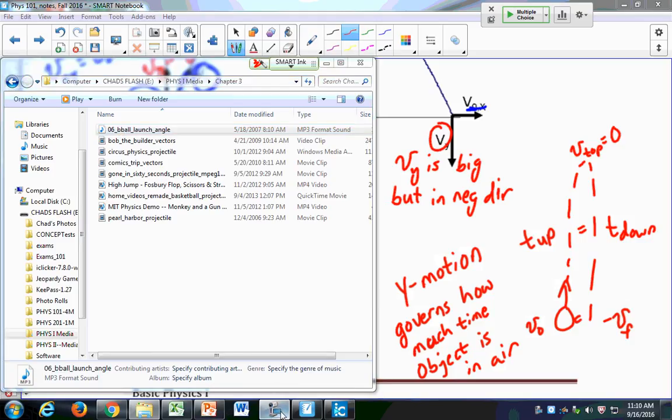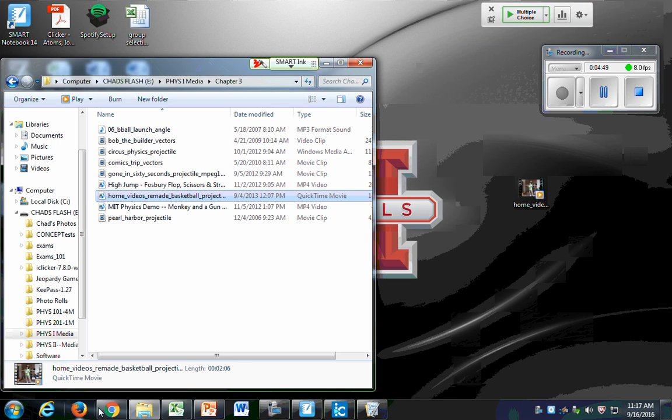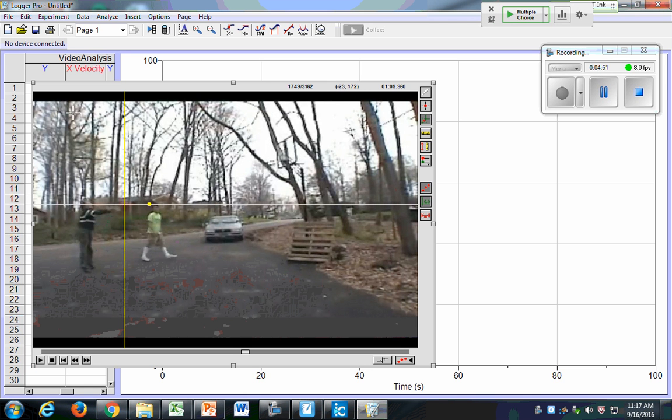So let's just listen to this, so that you have them actually in your workbook. We have Logger Pro. If you want to use this software, I can give you a free copy of it. Just let me know. I've already set up my origin. I need to set the scale. I'm just going to use the dab to set the scale.